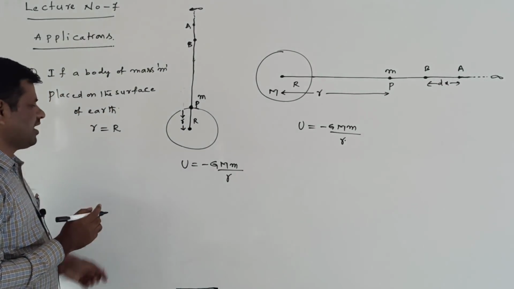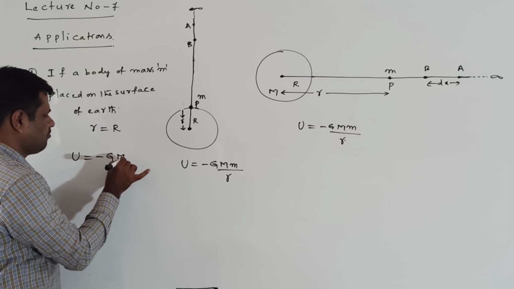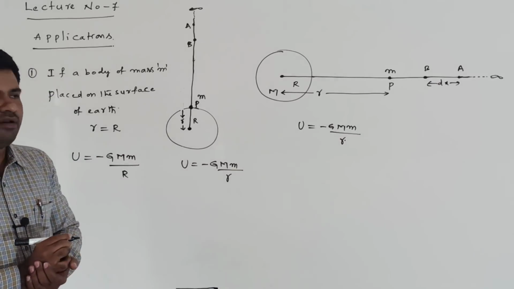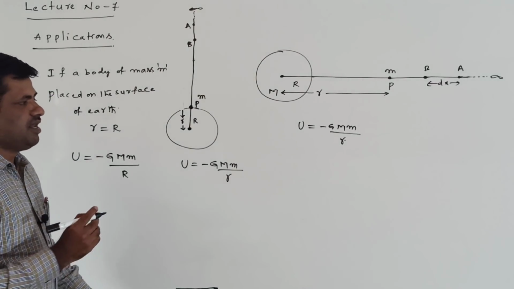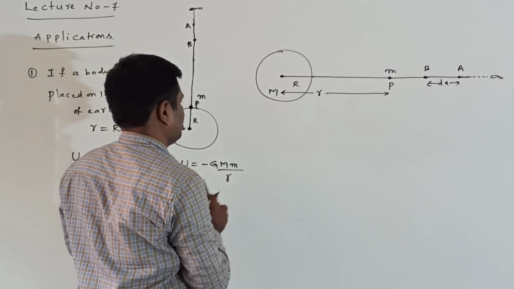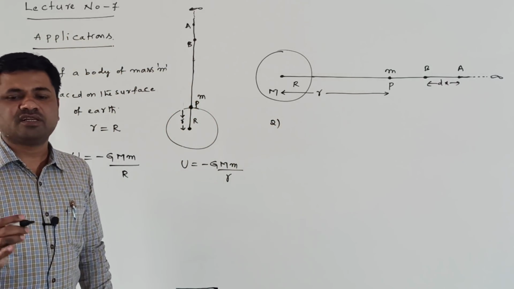So that's the reason I am writing the formula U equal to minus GMm by capital R, in place of small r I have written capital R. Right, this is the first application. Next I am writing the second application. Now listen, what is the second application?